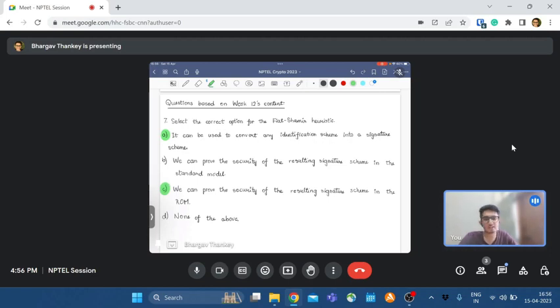At least till date, we don't know how to prove the security of the resulting signature scheme in the standard model. And option D can't be true because A and C are true. So the correct answers are A and C.